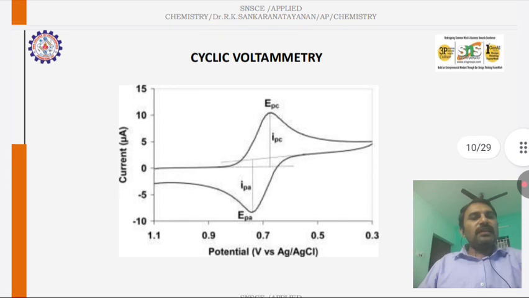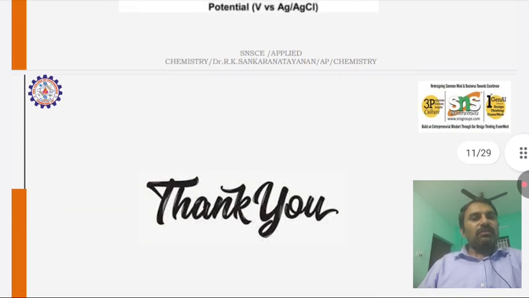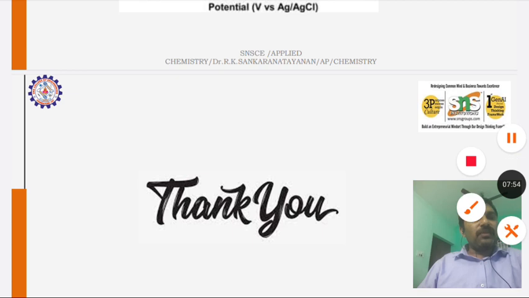This is the cyclic voltammetry graph. We can see current on the y axis and voltage on the x axis. The silver and silver chloride electrode will neutralize the current. The upward curve is oxidation and the downward is reduction. So, these are the concepts involved in cyclic voltammetry. Thank you.